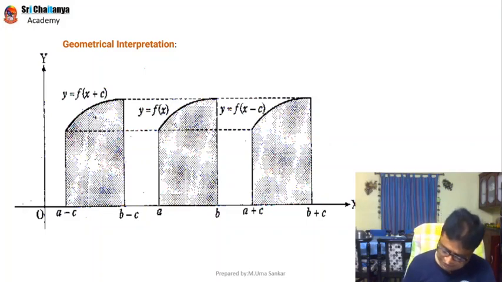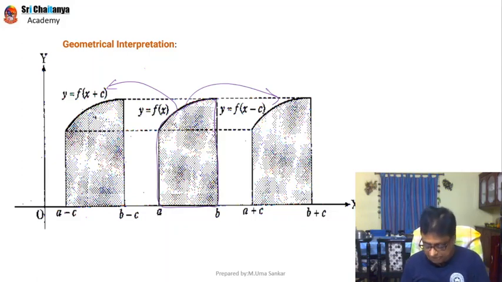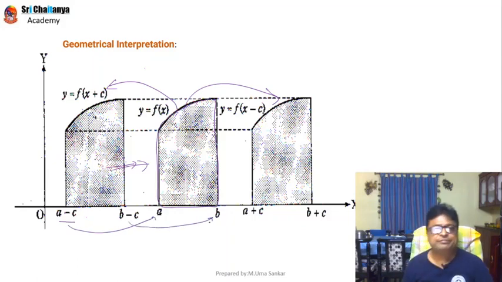See my friends, this is your function f of x. If you know f of x, this is your f of x plus c and this is your f of x minus c. That means, if we are shifting the curve f of x plus c, c units right, it becomes f of x. Whenever I am shifting c units right, this a minus c becomes a, this b minus c becomes b.